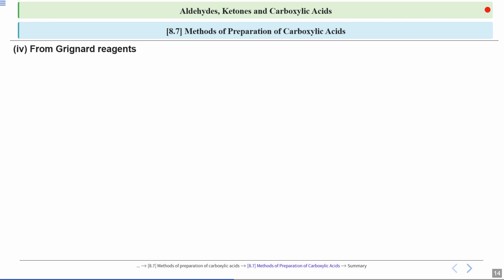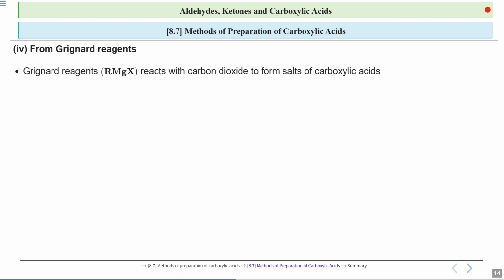The next method which we are going to see is from Grignard reagents. So we are going to prepare carboxylic acid from Grignard reagents. Grignard reagents are represented as RMgX, where X is a halide. It can be fluorine, chlorine, bromine, or iodine. This RMgX reacts with carbon dioxide. The Grignard reagent attacks the carbon of CO2, because the carbon of CO2 is electron poor, and this forms a salt of carboxylic acid.